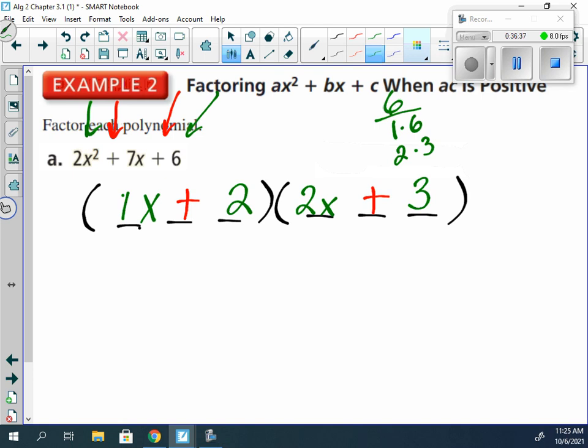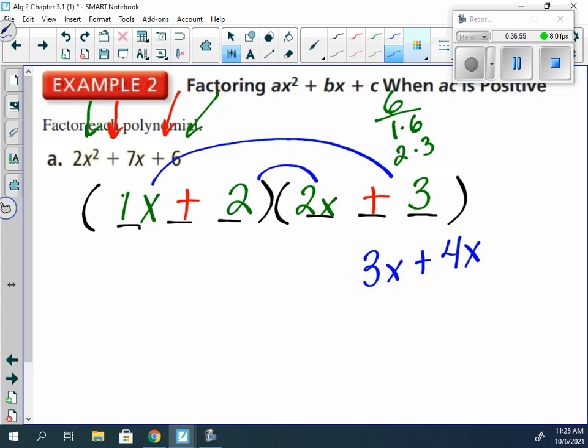2 and 3. You don't like that? Well, we can go on and check it and see. 1x times 3 is 3x. 2 times 2x is plus 3x plus 4x. Is that what we wanted? Yeah, so we're done.